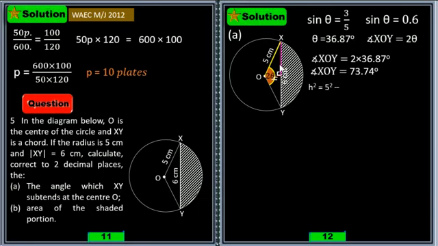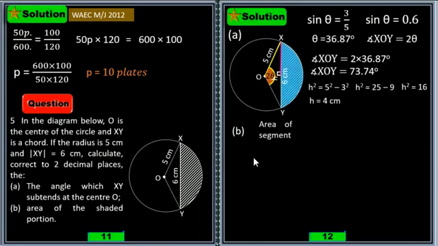Now we're going to find the height of this triangle, because we need this height to be able to calculate the area of that triangle. So applying Pythagoras rule, we are going to have h squared is equal to 5 squared minus 3 squared. Simplifying, we have h squared is equal to 16. Therefore, the height of this triangle will give us 4 centimeters.